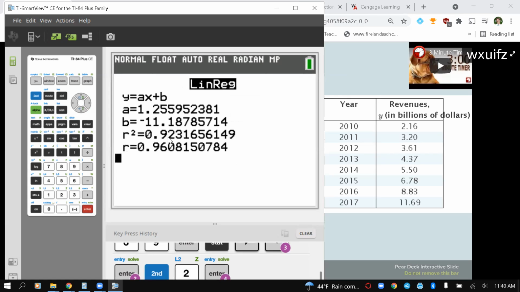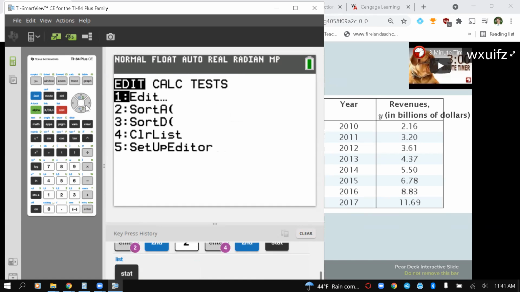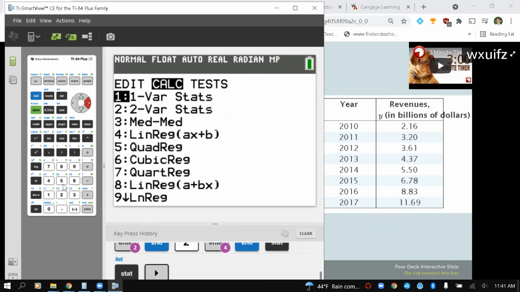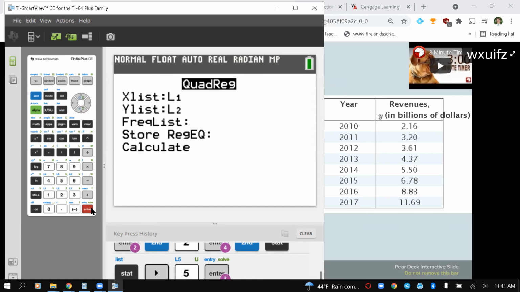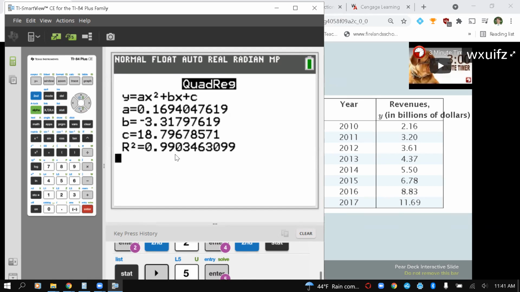you should get an R squared value of 0.923, which is good. But if you calculate option 5, you get an R squared value of 0.99, which is even better. That's pretty good. That's almost perfect. So this is the better model, a quadratic.